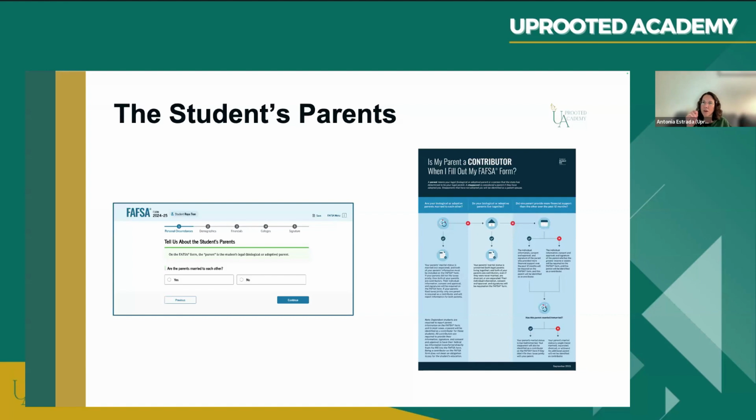So students simply have to follow the flow chart, answer yes or no, and the form will tell them which parent or parents need to be a contributor depending on marital status and tax filing status. We will be sending a link to this form so that you can share it with your students if they want to know who's going to be a contributor before they actually start filling out the FAFSA form.